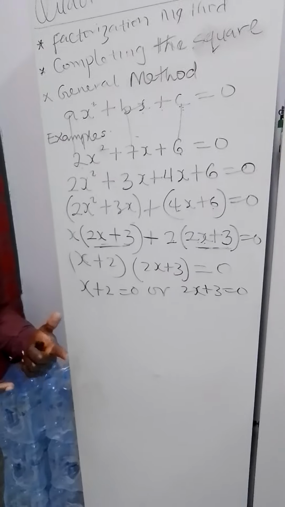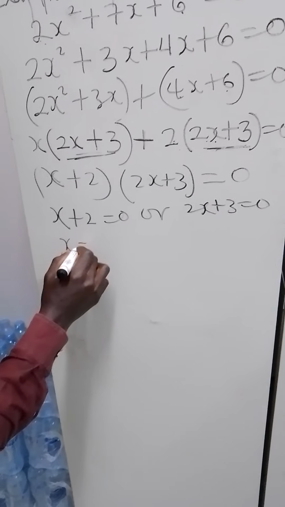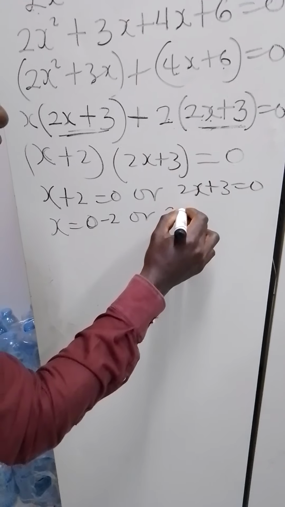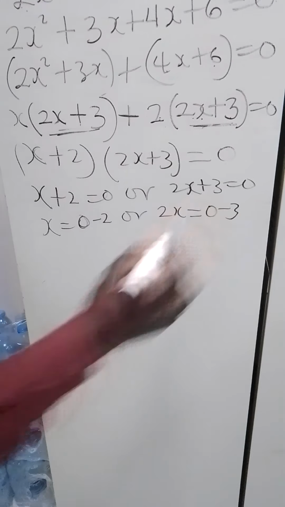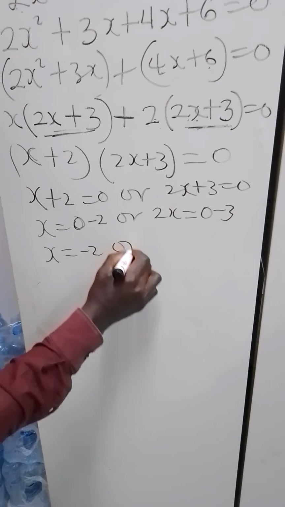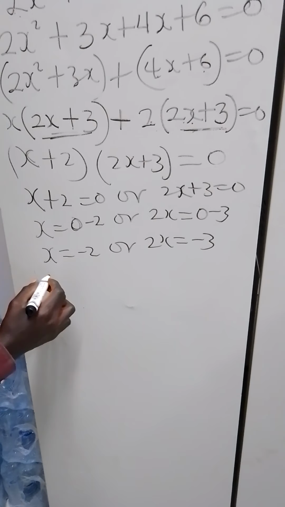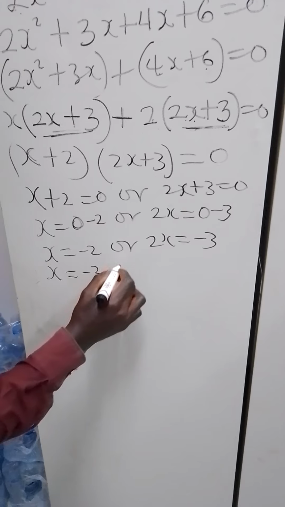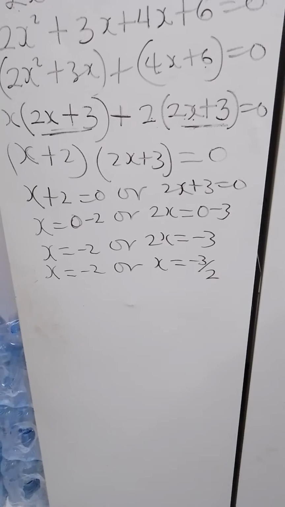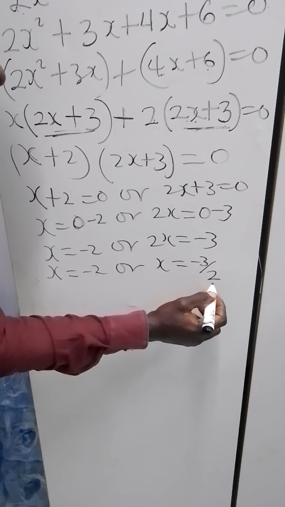The answer is otherwise known as the root of the equation. So we are going to have x is equal to 0 minus 2, or 2x is equal to 0 minus 3. I believe you are getting it. Now we have x is equal to minus 2, or 2x equals minus 3. Therefore, the final answer is x equals minus 2 or x equals minus 3 over 2, minus 3 divided by 2. So the final answers are minus 2 or minus 3 over 2.